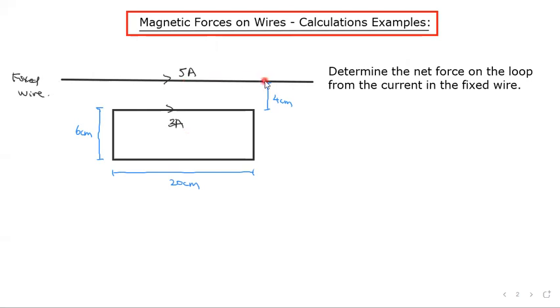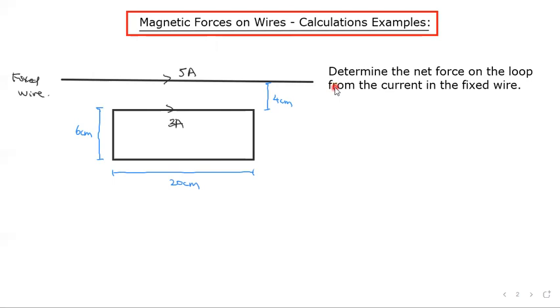We can examine from our diagram that we've got a fixed wire with 5 amps going through it. And you've got this rectangular loop of dimensions 6 centimeters by 20 centimeters, whose closest side is 4 centimeters away, and it's carrying a current of 3 amps. The question asks us to determine the net force on the loop from the current in the fixed wire.